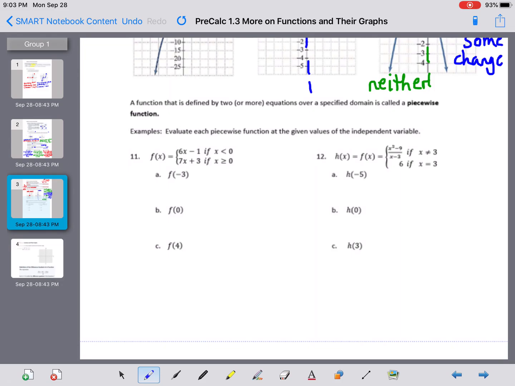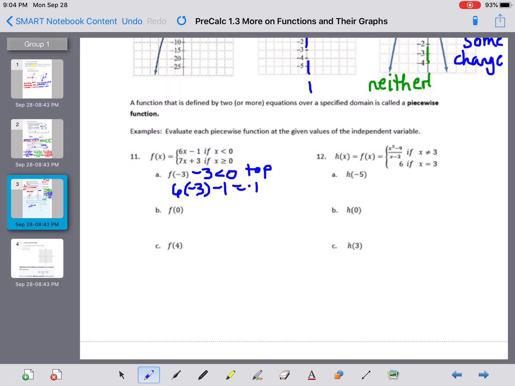So for A, it says f of -3. Well, what is -3? Well, -3 is less than 0, so I'm going to be on the top. Okay, that's the function I have to use this time around. So I take 6 times -3 minus 1.